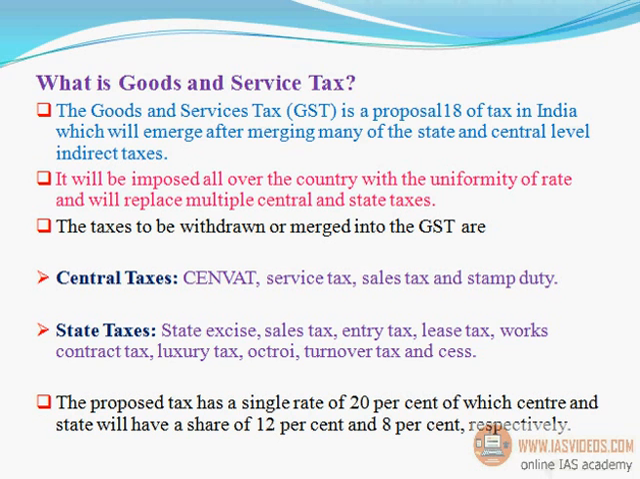stamp duty; state taxes, state excise, sales tax, entry tax, lease tax, works contract tax, luxury tax, octroi, turnover tax and cess. The proposed tax has a single rate of 20%, of which centre and state will have a share of 12% and 8%, respectively.